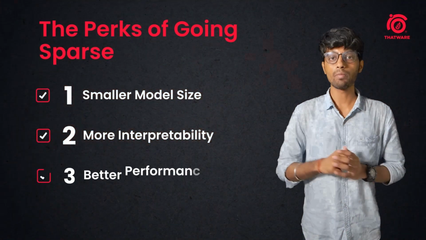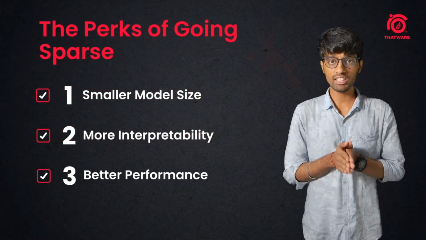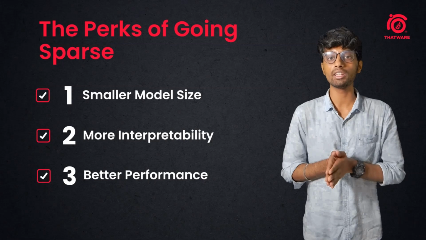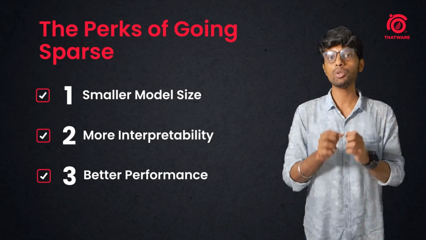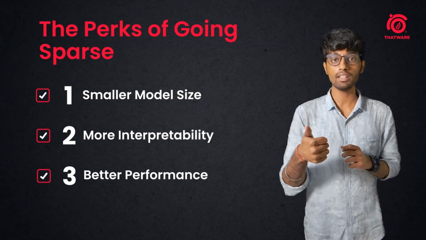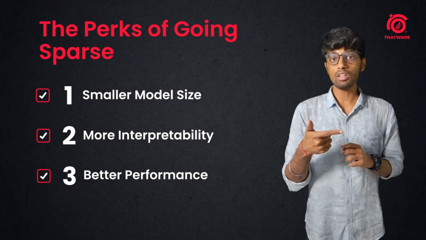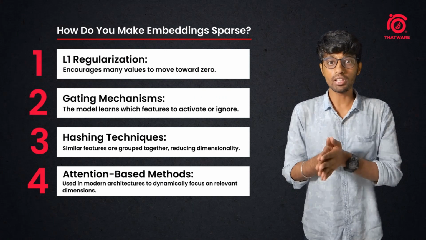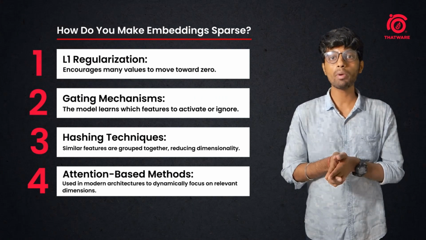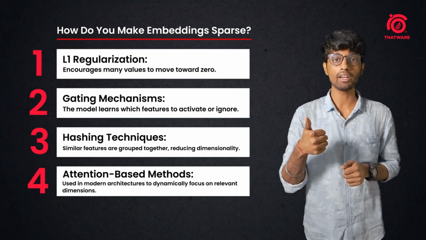Point number 3, better performance. Fewer distractions mean more accurate predictions. Sparse models tend to generalize better, especially when trained on large and diverse datasets. How do you make embeddings sparse? There are a few common techniques to create sparse embeddings.